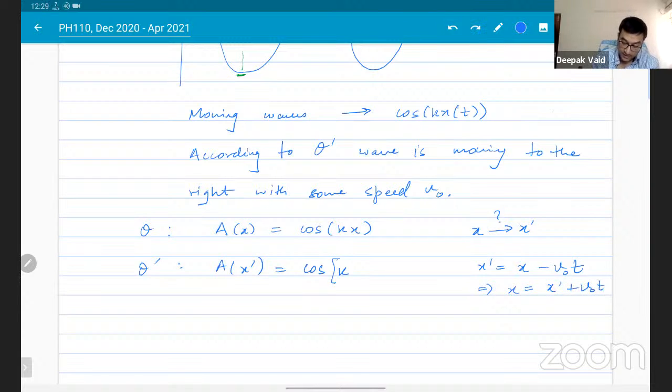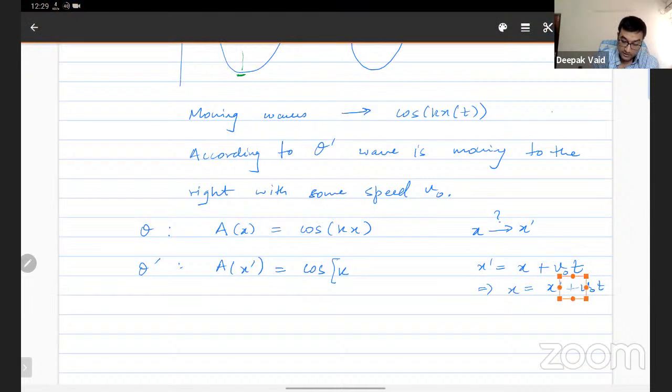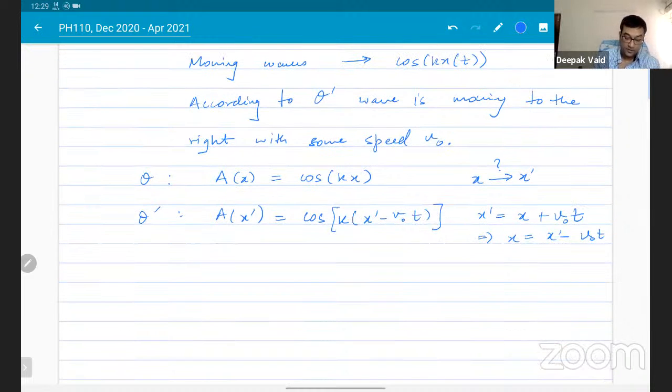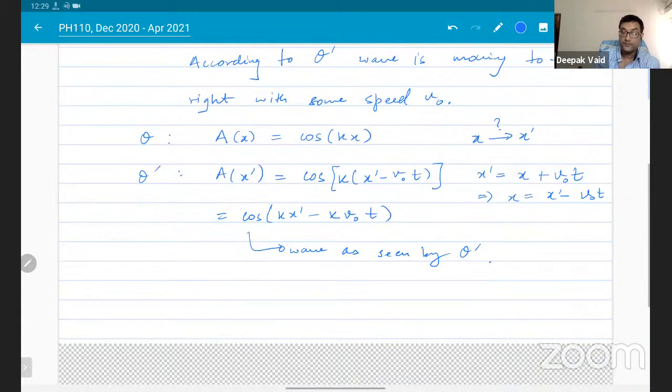So I think I'm making a sign error. I think there has to be a plus here, so this would be a minus. So according to x prime, cosine k of x becomes cosine of k times x prime minus v naught t. What is this expression? This is cosine of k x prime minus k times v naught t. This is the wave as seen by O prime.